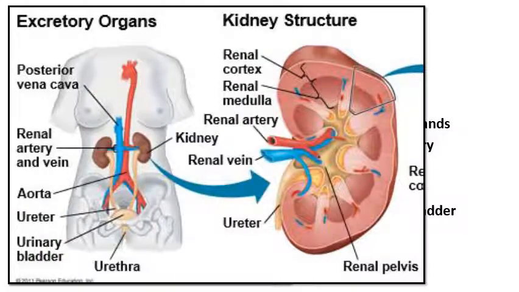All right, let's take a look inside the kidney. So outside the kidney, on the surface, we have a capsule. That's kind of the face of the kidney. Then we have the renal cortex just underneath.